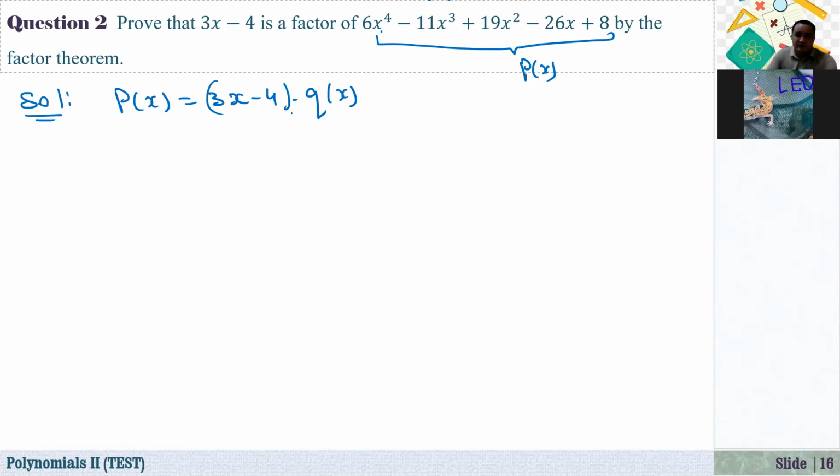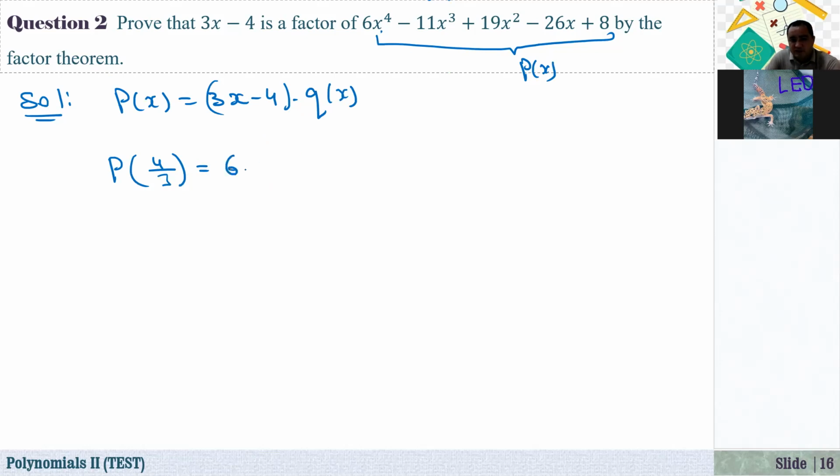So which means that using the factor theorem, I have to show that if p of 4 over 3 is equal to 0, it is done. That means that actually we don't have remainder, right? Remainder is equal to 0. So which means that 3x minus 4 is a factor of this thing. So now let's actually show that p of 4 over 3 is equal to 0.